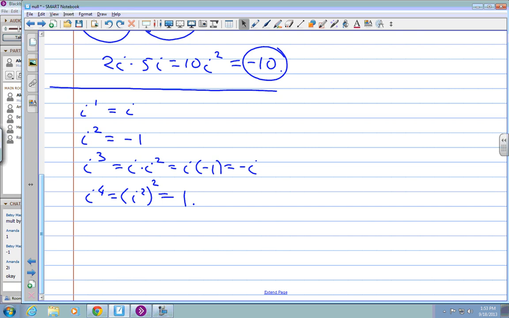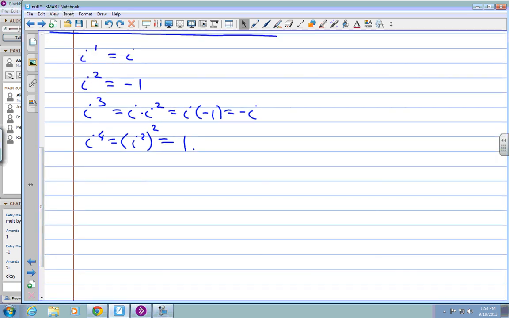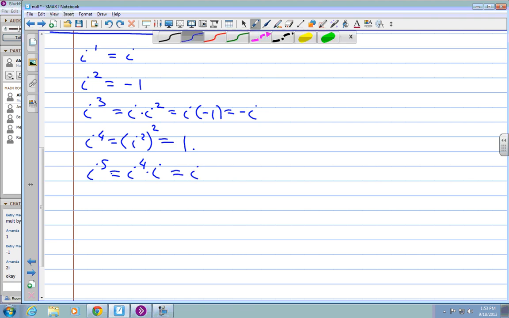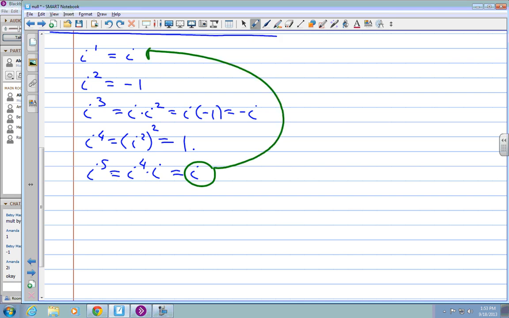How would you go to power 5? i to the power 5. I can always take i to the power of 4 out of that, because i to the power of 4 equals 1. So what do we have left? i. So we're back where we started. Now we can take those multiples of power 4 out of our exponents. i to the power of 4 times i squared; i to the power of 4 equals 1, so you're just left with i squared, which is negative 1. So we're back on top of that loop.